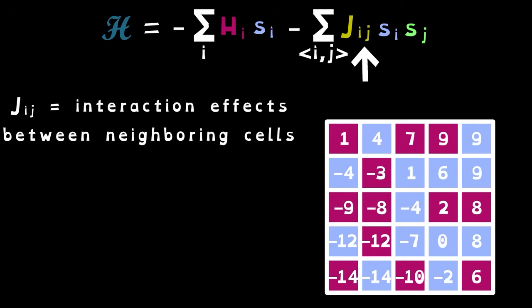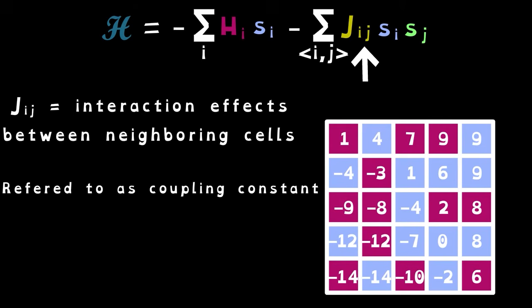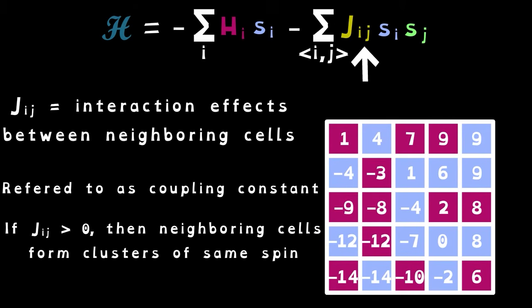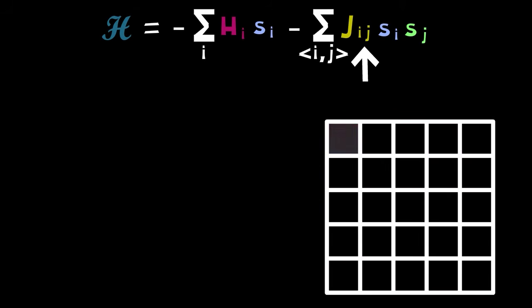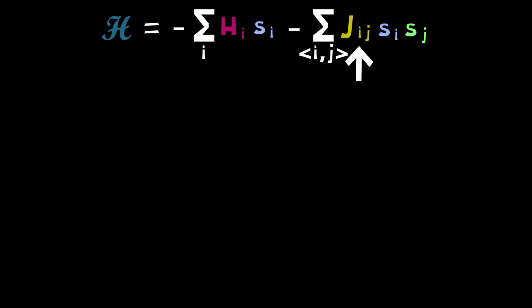Lastly, J_ij refers to how strongly the neighboring atoms influence each other, which is known as the coupling constant. Note that if J_ij is positive, then neighboring atoms want to have the same spin, which is the assumption we'll use. Let's now go into each sum and explain what it means.